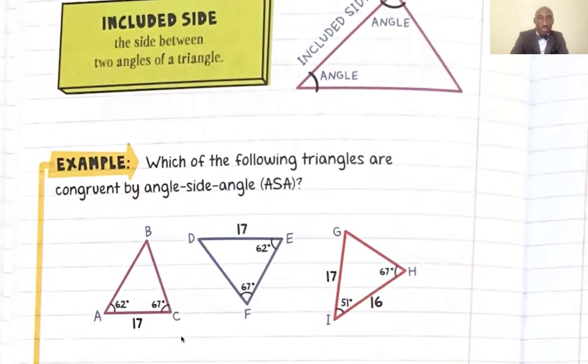Which of the following triangles are congruent by angle, side, angle? Again, answer the question that is asked. It says, which of the following triangles are congruent? It didn't stop there. By angle, side, angle, right? So not only are we looking for congruence, we're looking for congruence by this postulate.